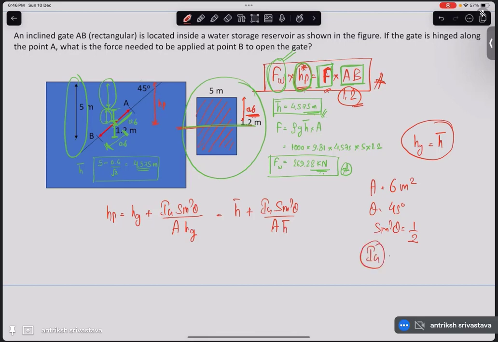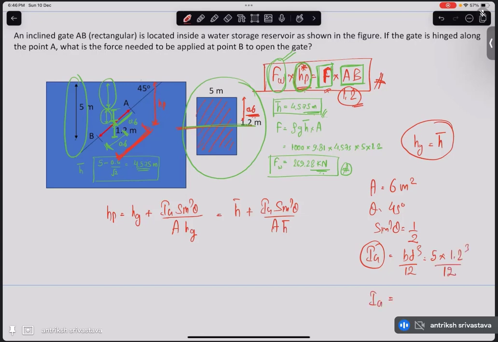Ig is what? Ig is the moment of inertia of this plane about the CG. That is nothing but bd cubed by 12. So let us calculate that. Base is 5, and 1.2 is this length that is given to us, 1.2 cube divided by 12.